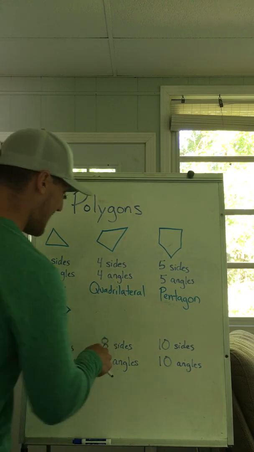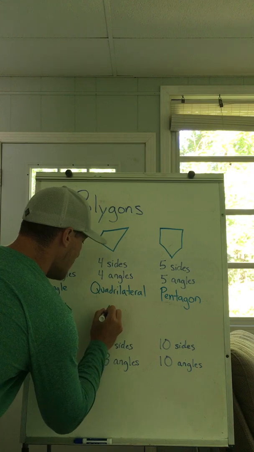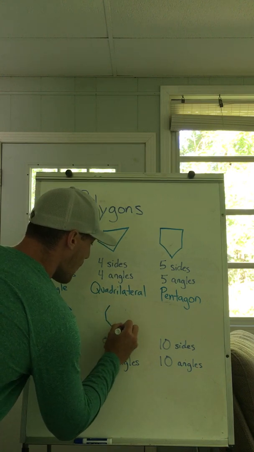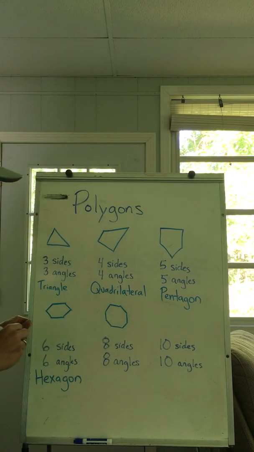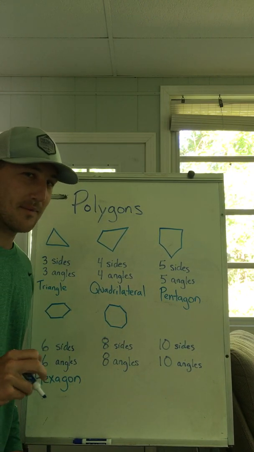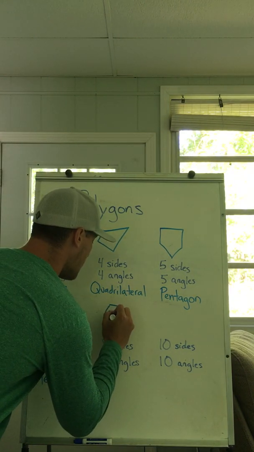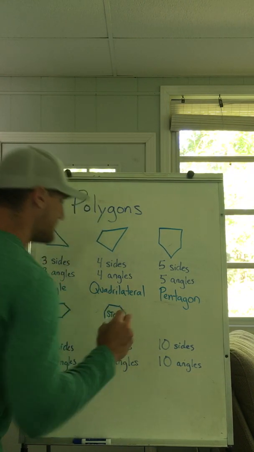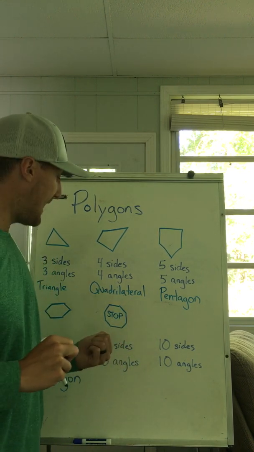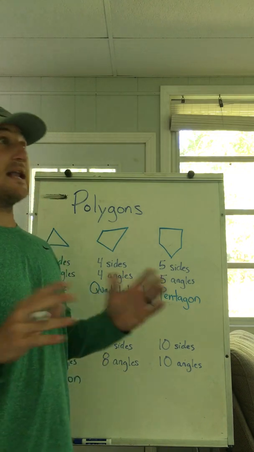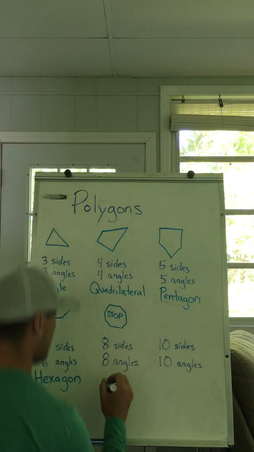Moving on to our next one. 8 sides and 8 angles. These get a little tougher to draw as we add more sides. 1, 2, 3, 4, 5, 6, 7, 8. I'm going to write something in the middle of this. Maybe it'll look more familiar. What if I wrote this word right here? Stop. Because all stop signs have 8 sides and 8 angles. And all stop signs, or any shape with 8 sides and 8 angles, is going to be known as an octagon.